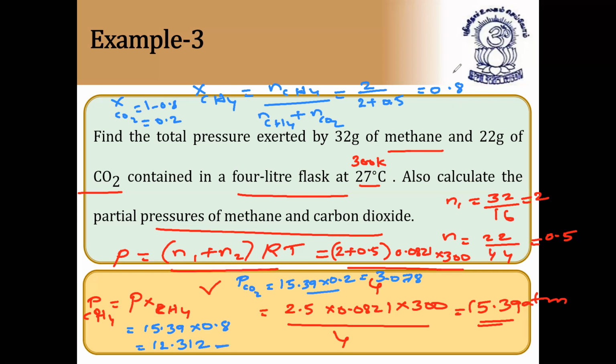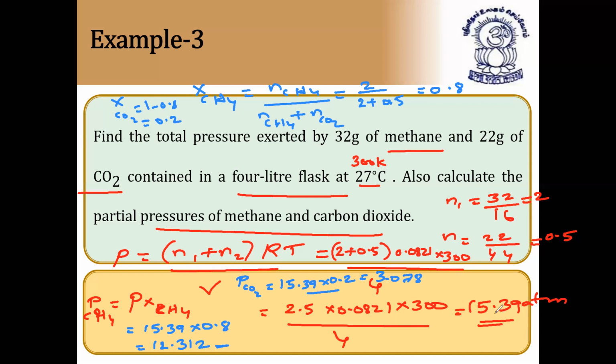I hope it is clear. So first we have to find total pressure by using the formula: total number of moles of the mixture of gases into RT by V, by applying Avogadro's law. So P is equal to nRT by V, where n is equal to n1 plus n2. So n1 is equal to 32 by 16, n2 is equal to 22 by 44. So 2 plus 0.5 into R value 0.0821 into 300, which is 2.5 into 0.0821 into 300 by 4, and it is equal to 15.39.